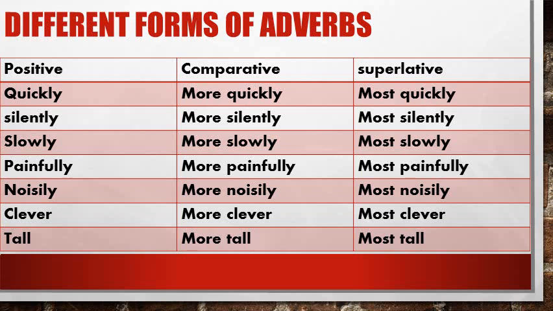Next we have silently. On the comparative form, more silently, superlative form, most silently. Next we have slowly. On the comparative form we have more slowly. On the superlative form we have most slowly. Then we get to clever, more clever, most clever. Tall, more tall, most tall.